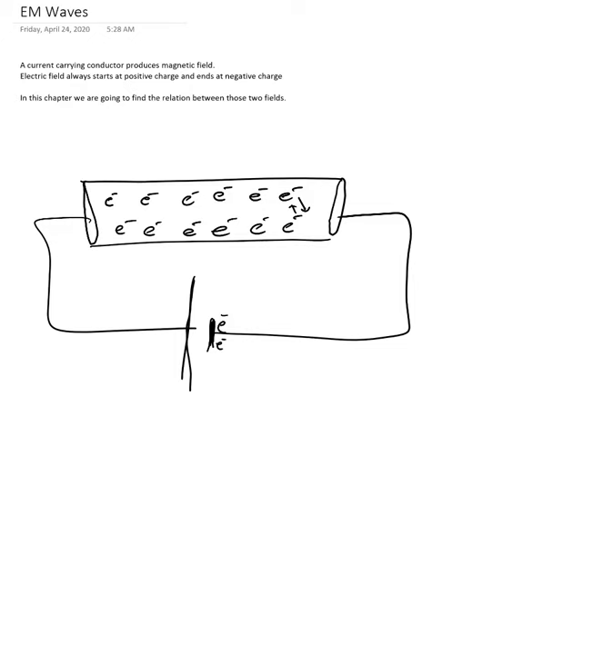In the previous chapters, we learned about electric fields as well as magnetic fields. Now, in this chapter, we're going to learn about the relation between those two fields, electric fields and magnetic fields. The first point I want to repeat again: a current carrying conductor always produces a magnetic field.